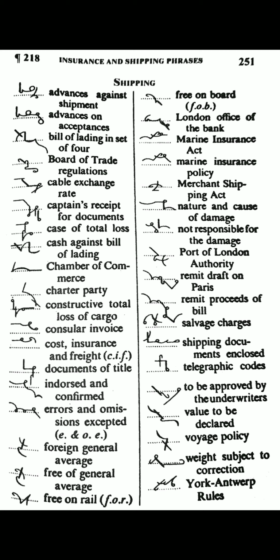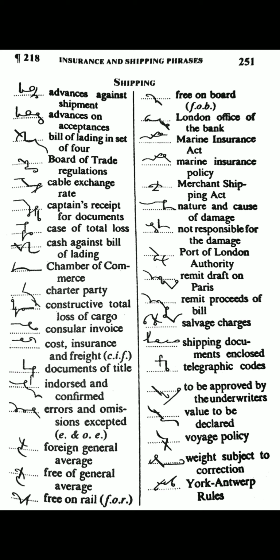Marine Insurance Act. M upward R with N hook for marine. Intersecting it with N for insurance with a circle. K halved is used here for act. Marine insurance policy, same outline above the line. M upward R with N hook for marine. N with a circle is used here for insurance, intersecting here, and P for policy. Merchant Shipping Act. M with R hook on the line is used here for merchant. Downward H is used for shipping, and K halved is used for act.